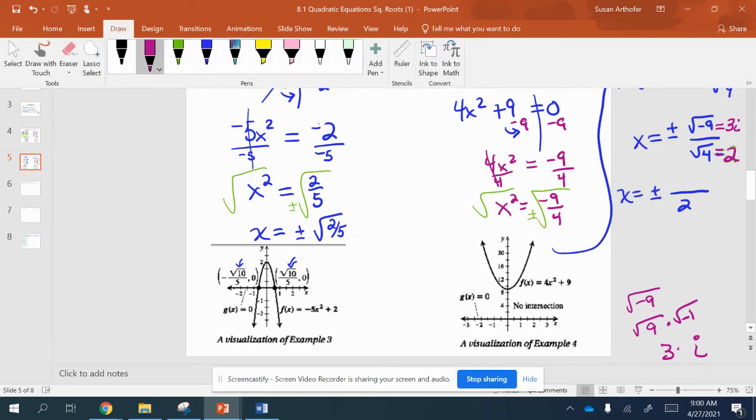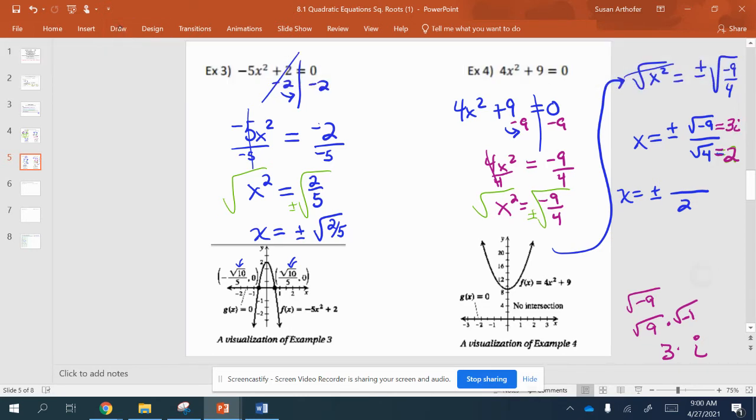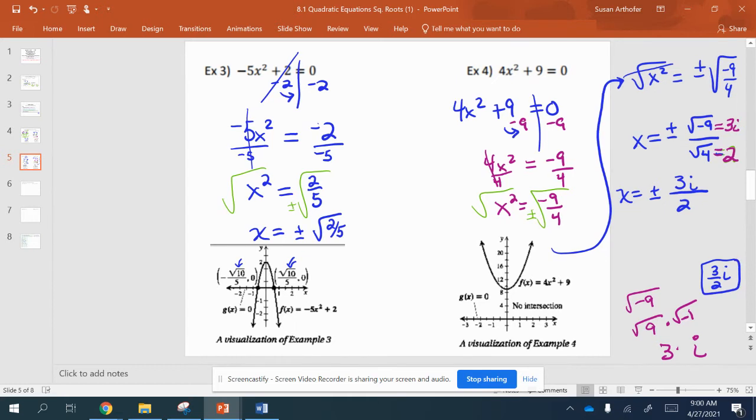So our final answer is 3i over 2. You'll probably see that in a textbook as 3 over 2 i. Either way is fine. This is the proper way to do it. So that's our final answer. x is equal to plus or minus 3i over 2, or 3/2 i.